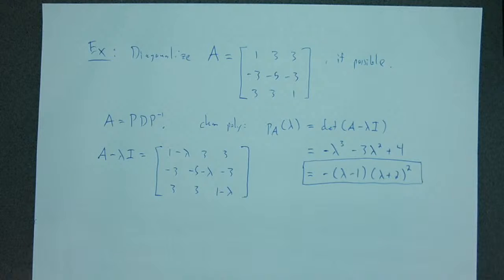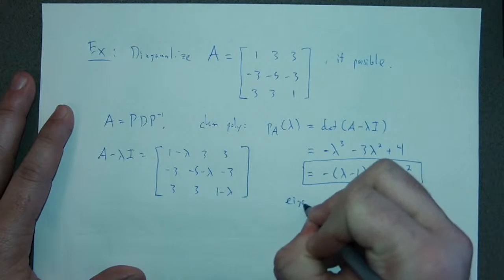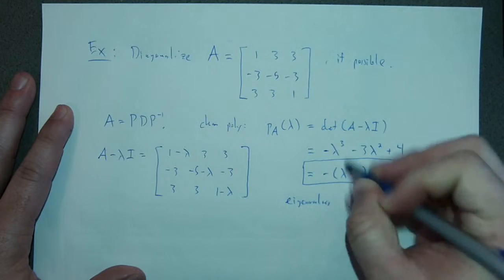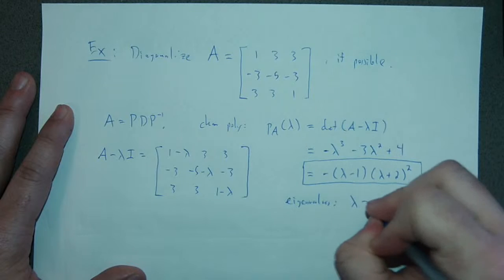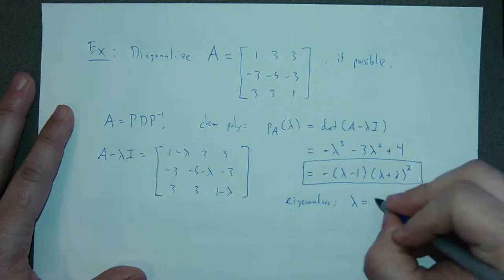Okay. So you can do this the brute force way and see that this is exactly what you get, but I'm going to save some time here so I can get to more examples. And so what are my eigenvalues? So my eigenvalues are lambda equals 1 and minus 2.